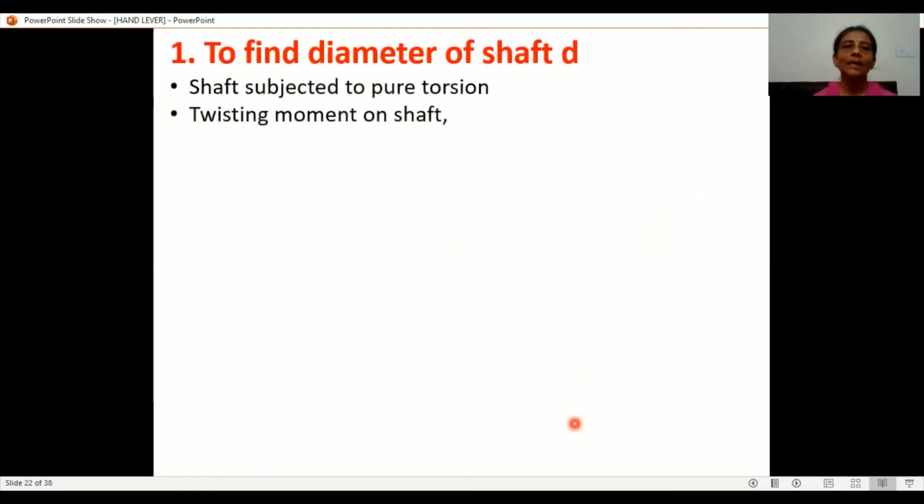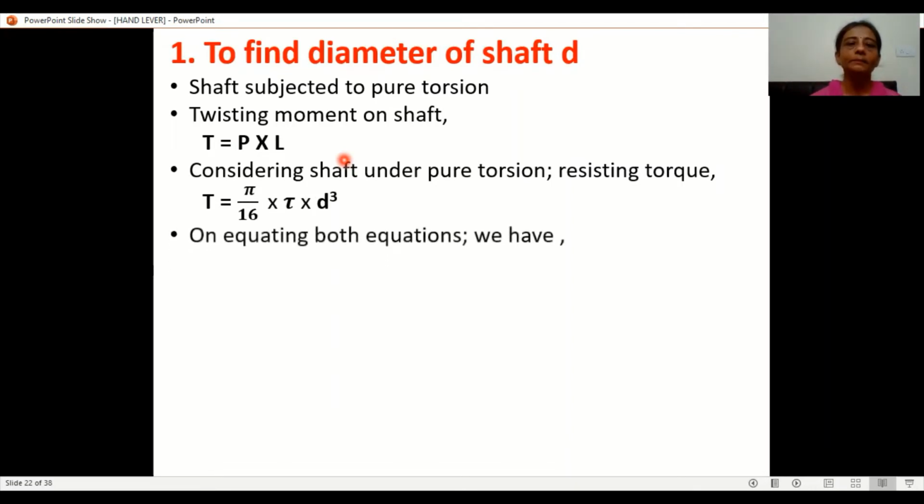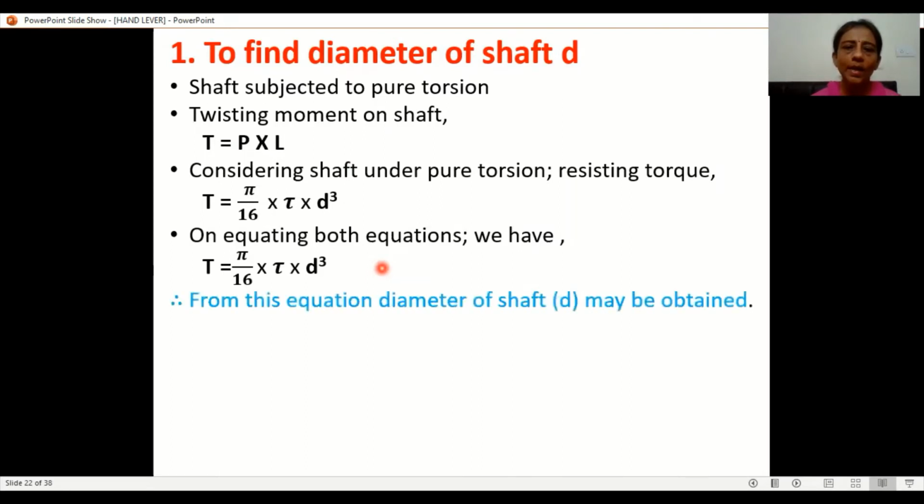Now let us see our first step, to find the diameter of shaft D. As I told you, it will be subjected to only twisting moment. Twisting moment on the shaft T is equal to P into L. Resisting torque which will be developed on the shaft is pi by 16 tau d cube. If we compare both equations, then T is equal to pi by 16 tau d cube. Using this equation, we can find the diameter of shaft D.